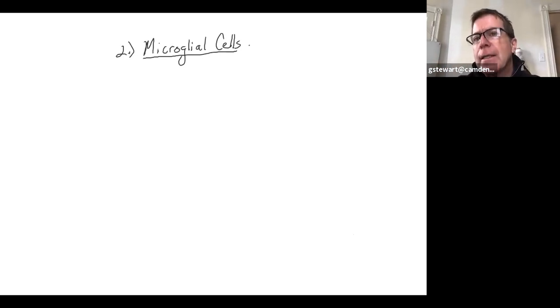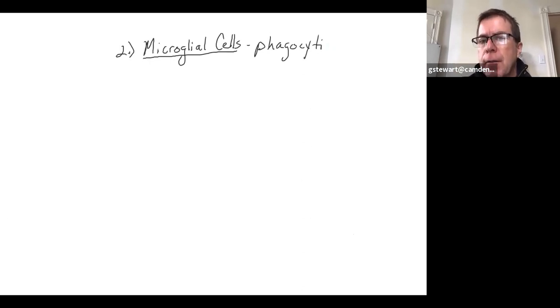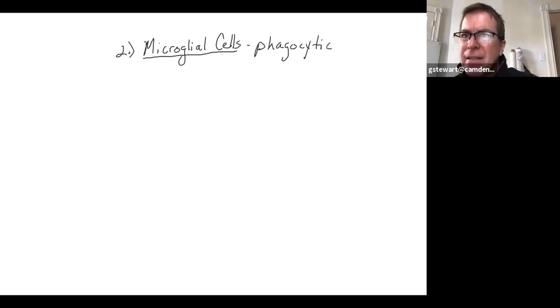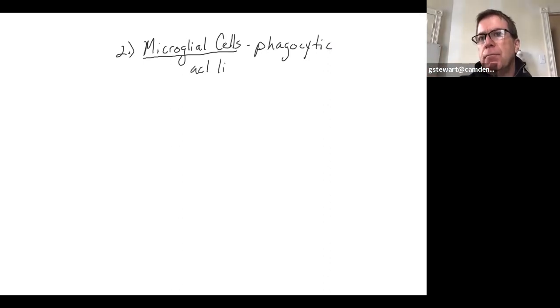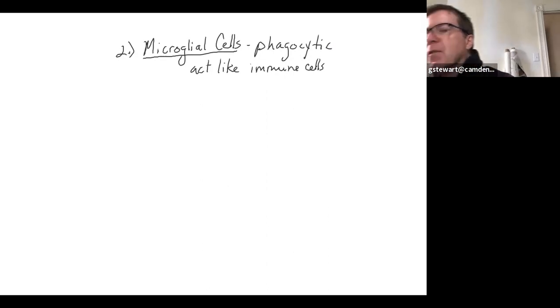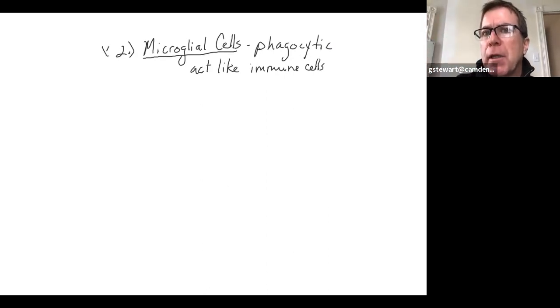Their main function is that they are phagocytic. That means they have the ability to phagocytize other cells, meaning engulf or ingest or eat. They act like immune cells, like macrophages. I'm going to write immune cells. So if something bad should get into our nervous system, bacteria, viruses, or even waste products, these microglial cells help clean it up.